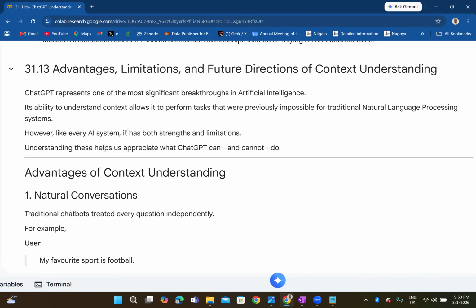ChatGPT represents one of the most significant breakthroughs in artificial intelligence. Its ability to understand context allows it to perform tasks that were previously impossible for traditional natural language processing systems. However, like every AI system, it has both strengths and limitations. Understanding this helps us appreciate what ChatGPT can and cannot do.